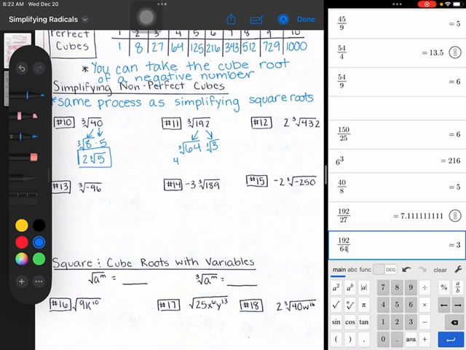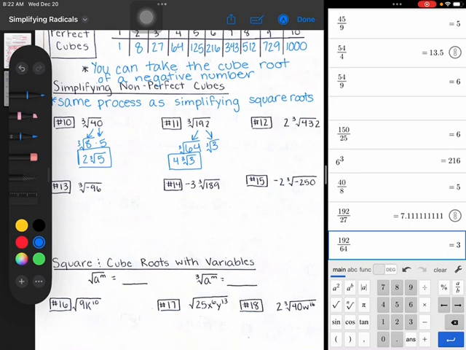So 4 is the cube root that we pull out. And then 3 is the number that we leave under the radicand. So 4 cube root 3.